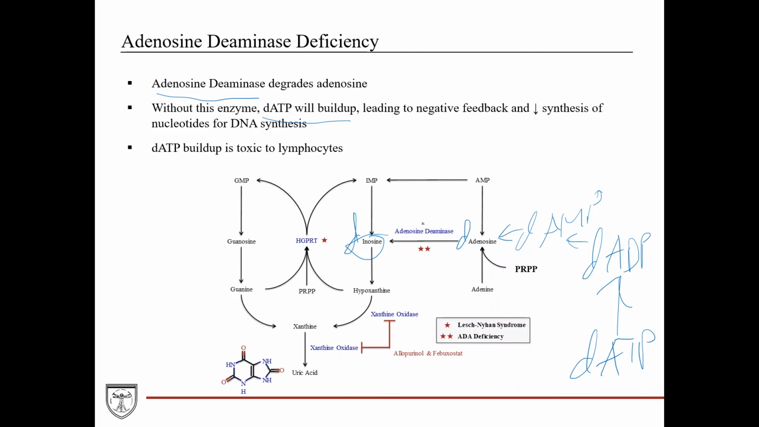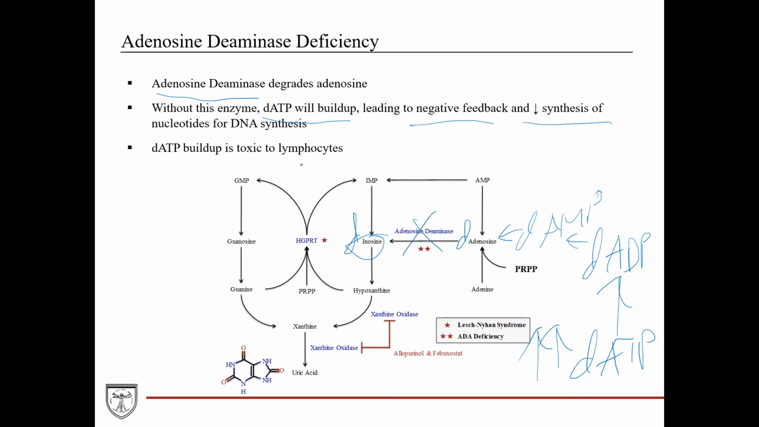So what happens is if you knock this enzyme out, you're going to have significantly high levels of deoxy-ATP. This builds up. Since this is an end product of DNA synthesis, it's going to lead to decreased synthesis of nucleotides, which would be negative feedback. It makes sense.